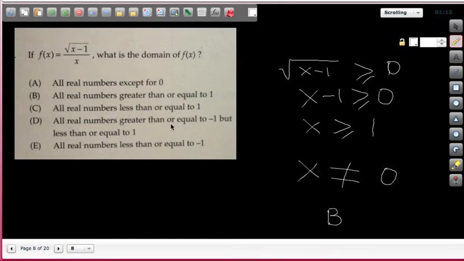All real numbers greater than or equal to negative 1, but less than or equal to 1? No, it's not between negative 1 and 1 at all. We can't have 0, so we reject that. All real numbers less than or equal to negative 1? Again, we can't have a negative answer. So the correct answer is B. So hopefully you got B.